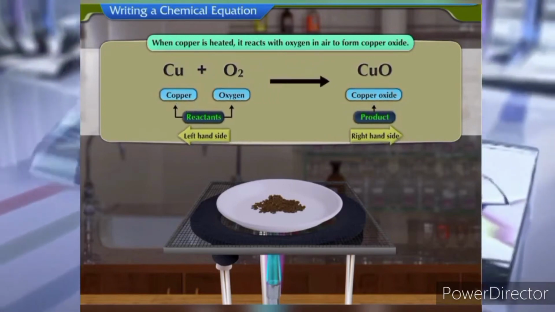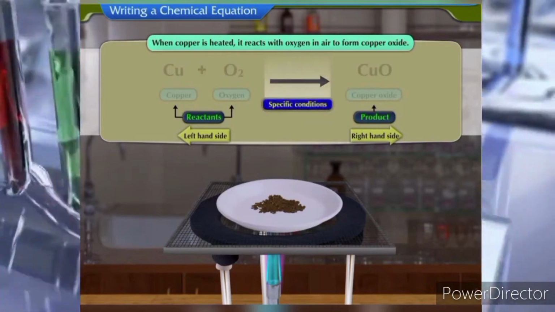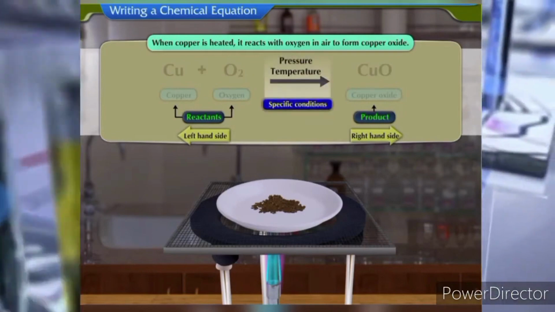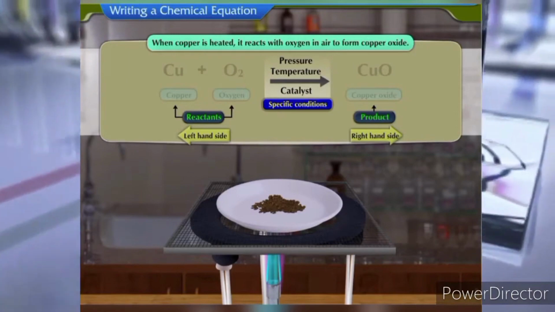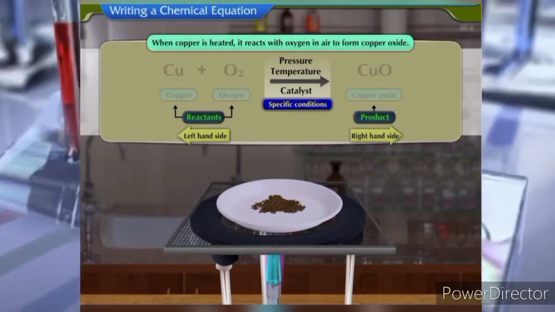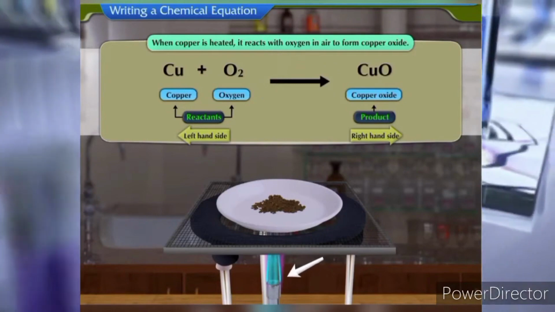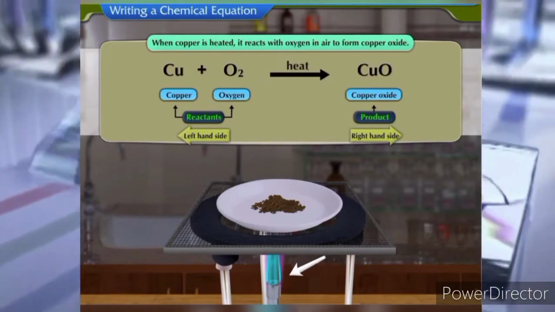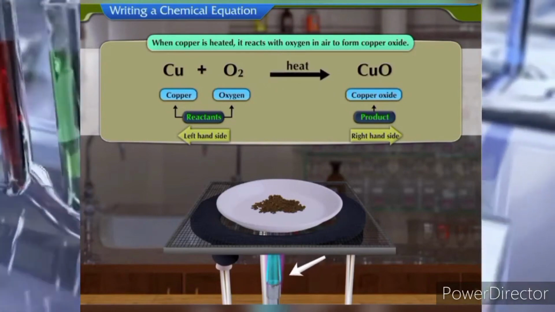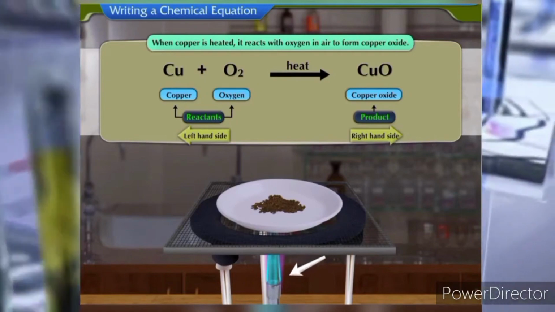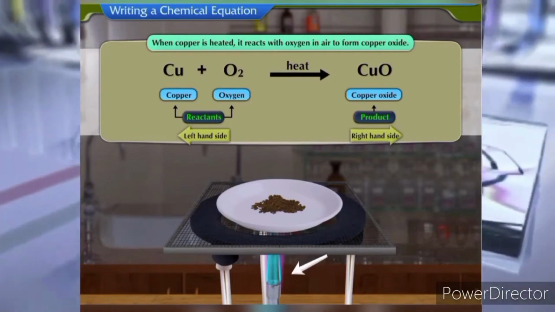If reactions are carried out under specific conditions of temperature, pressure, using a catalyst, etc., then these conditions are mentioned on the arrow. In the heating of copper, the word heat is mentioned above the arrow to indicate the process of heating required for the reaction to take place.